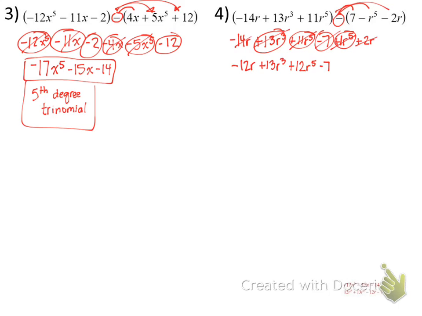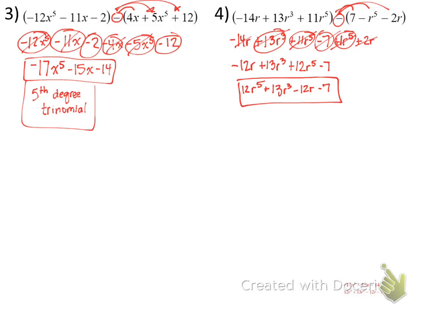We're going to put it in descending order. Our biggest exponent is r to the 5th. So we're going to put 12r to the 5th plus 13r to the 3rd minus 12r minus 7. Okay? So this is what your answer should be.